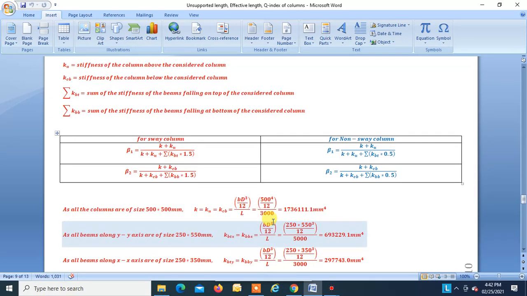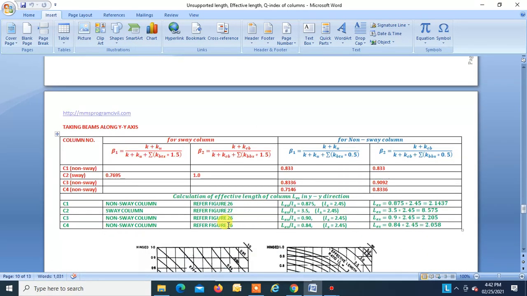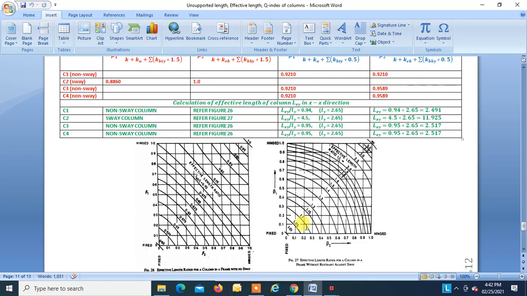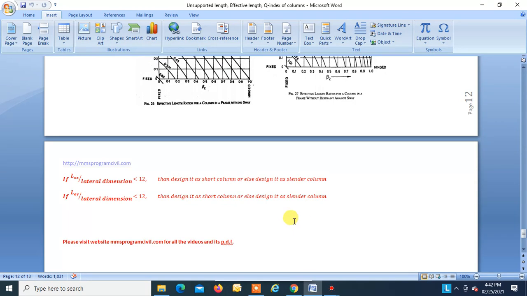Similarly, you can find for C3 and C4 also, right? Once you find the LEX and LEY for all the columns, then simply divide LEX by the lateral dimension and LEY by the lateral dimension. If these ratios are found to be less than 12, then you can design it as a short column, or else you will have to design it as a slender column.